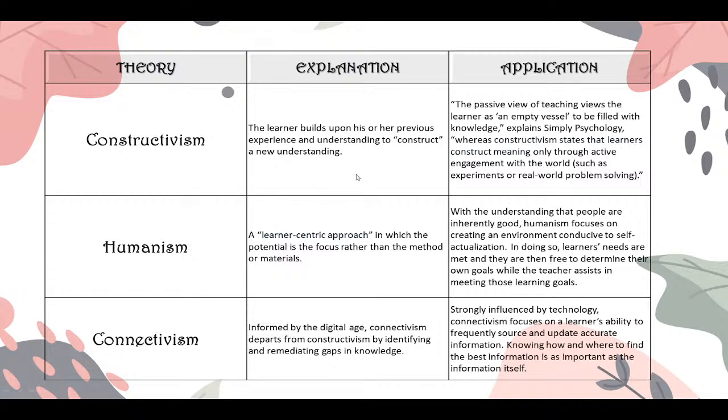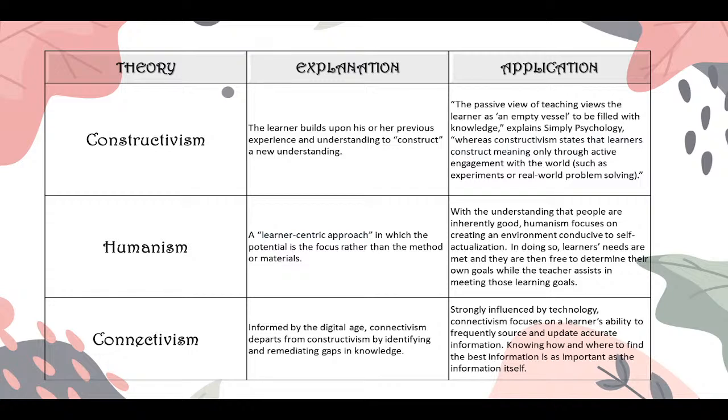Constructivism: the learner builds upon his or her previous experience and understanding to construct a new understanding. The passive view of teaching views the learner as an empty vessel to be filled with knowledge. Constructivism states that learning constructs meaning only through active engagement with the world, such as experiments, real-world problem solving, and so on.